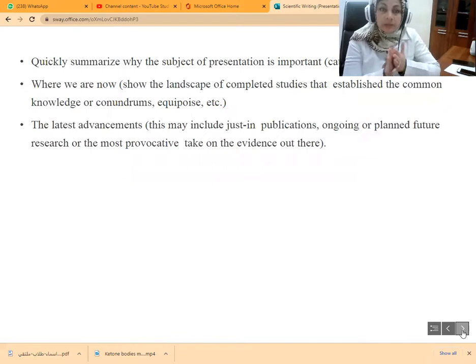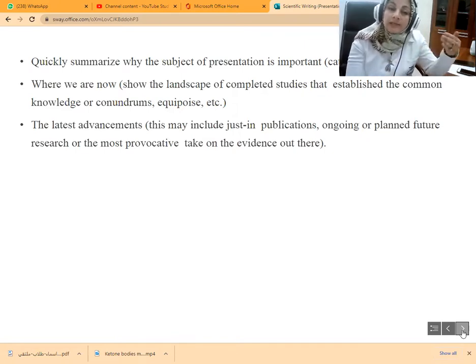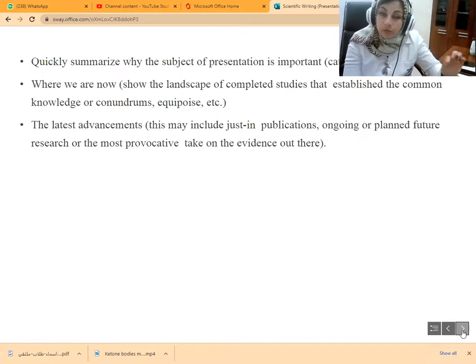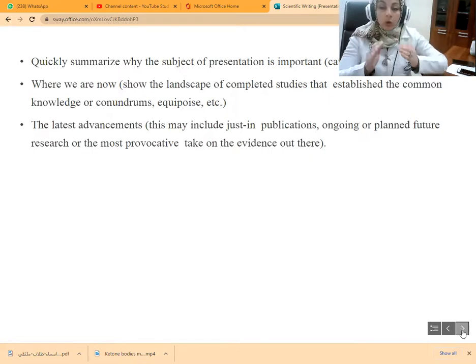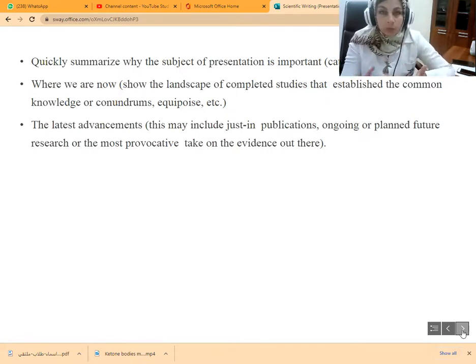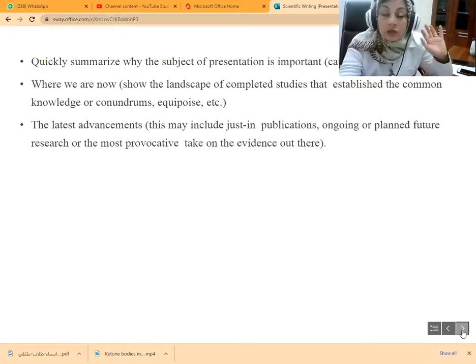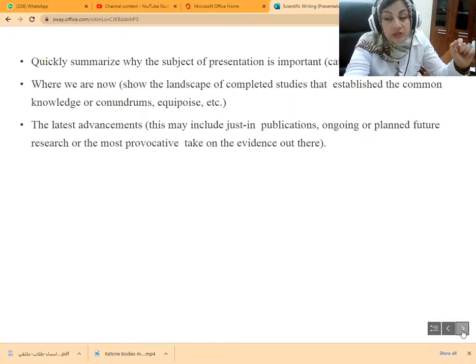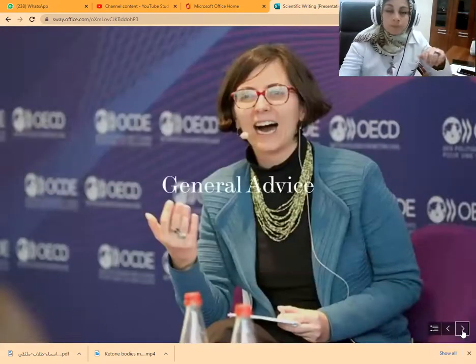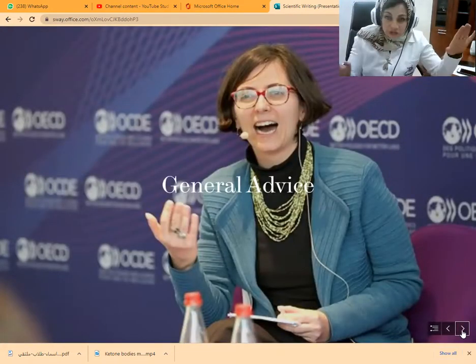3 things are important. Number one, you have to quickly summarize the subject of the presentation. That's very important. Second thing, you tell people where you are now, what are the current results, the current findings. If you find time, you can speak a little bit about the latest advancements. For example, we just published a paper on so-and-so, or there is ongoing work, and this is our future plan for research. The 3 very vital, important parts need to go into this very short presentation. Okay, we've finished the short presentation.